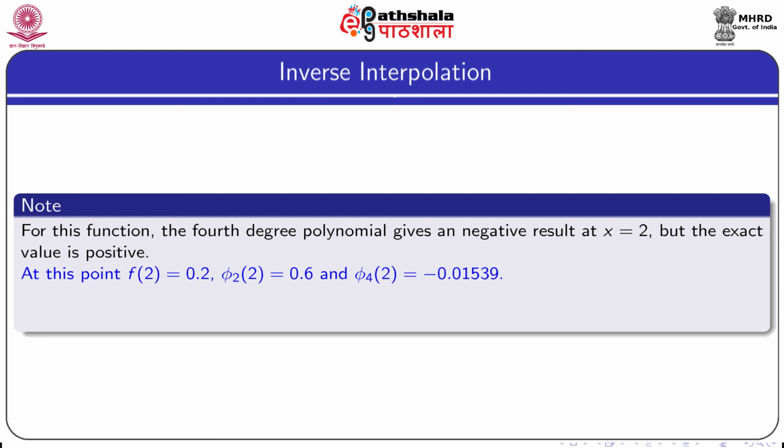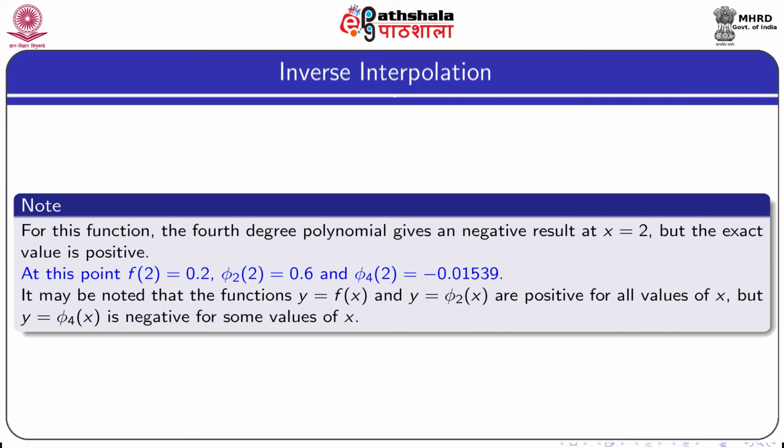So, when x equal to 2, the value of f is 0.2 and phi 2 is equal to 0.6, that means the error between the exact value and the approximate value obtained by the second degree polynomial is 0.4. But the value obtained from the fourth degree polynomial is minus 0.01539, a negative value, and the error is 0.195. It may be noted that the functions y equal to f(x) and y equal to phi 2x are positive for all values of x, and it is very natural, but the value of y equal to phi 4x is negative for some values of x.